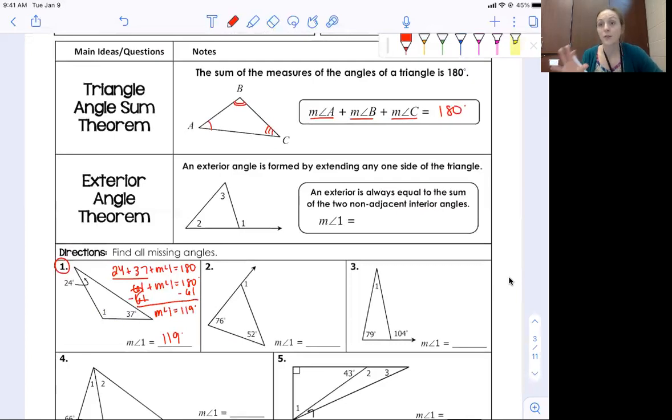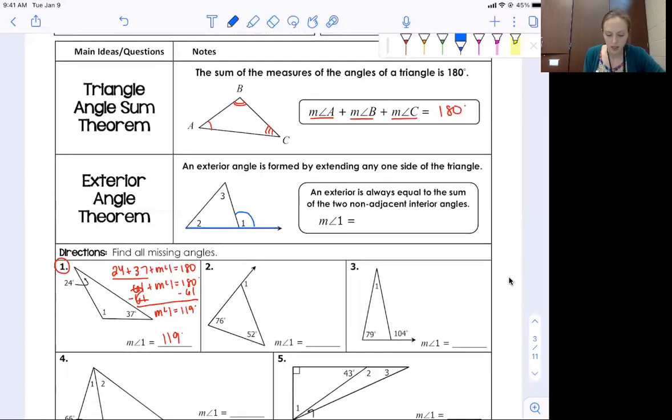So that's for the inside of the triangle. If all the angles you have are on the inside of your triangle, you add them up, set them equal to 180, and you're good to go. Now we have the exterior angle theorem. The exterior angle theorem says, if I have an angle that's on the outside of my triangle, so notice what I did is I just extended one side of my triangle here, and that forms an angle on the outside. Then that exterior angle is always equal to the sum of the two non-adjacent interior angles.